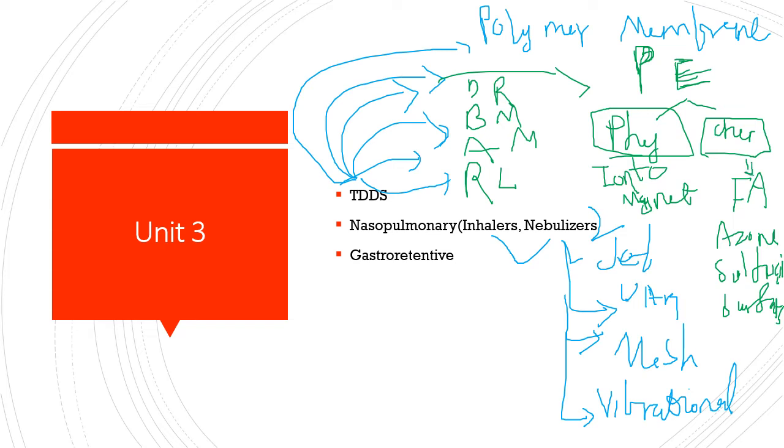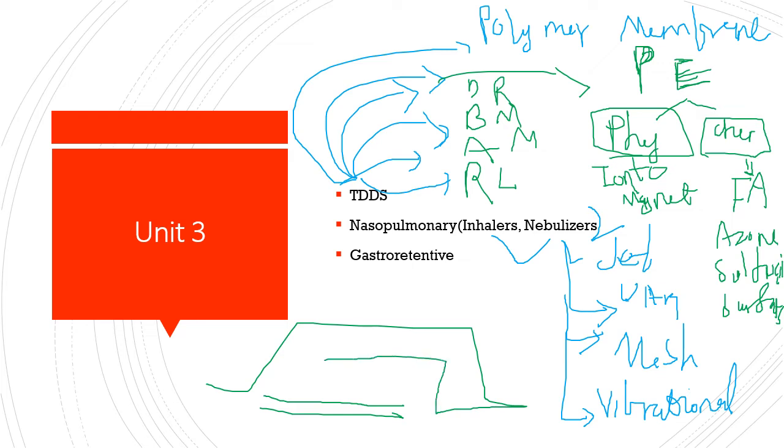The release liner should be such that, suppose this is the release liner, here is your adhesive membrane, here is your backing membrane, here is your drug reservoir, the purple one that I'm drawing here is your drug reservoir, and here will be your rate controlling polymeric membrane.